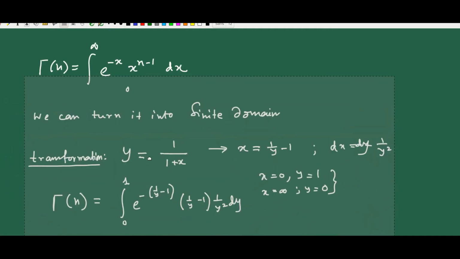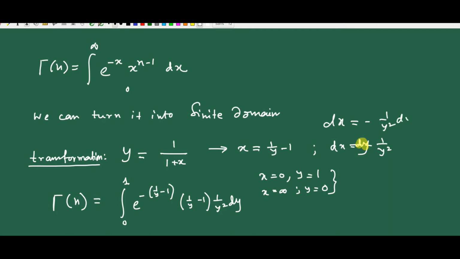Think about this: if we do the transformation y equals 1 by 1 plus x, that gives x equals 1 by y minus 1, and dx equals something. A mishap happens here, this is not y here. dx should be minus 1 over y squared dy. And x equals 0 gives y equals 1, and x equals infinity gives y equals 0.